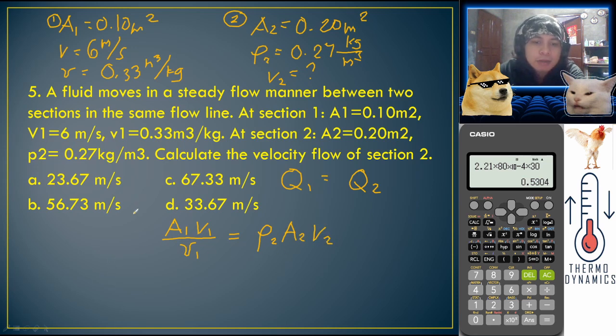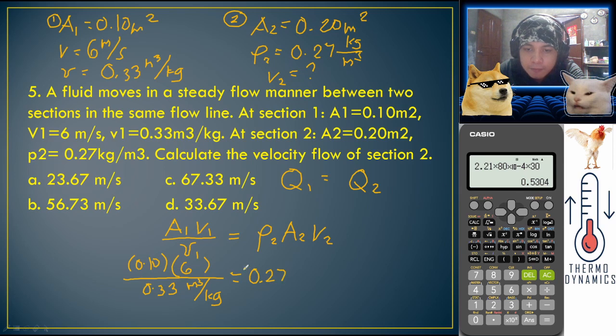And with that, pasok lang natin sa ating equation. Area 1 is 0.10. Okay na tayo, SI unit na yan. Velocity, 6 meters per second. Specific volume, 0.33 cubic meter per kilogram. Okay na rin yan kasi SI na. Density, 0.27. Then we have area 2, 0.20. Lahat naman pala sila SI unit. Then we have velocity 2.